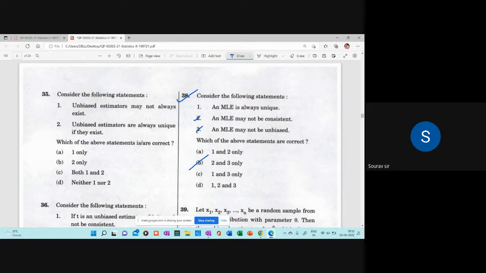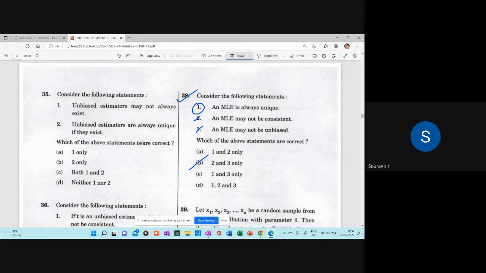MLEs are unbiased, MLEs are consistent, but they are not unique. Okay, MLEs are always consistent. That is going to be true because we are taking the derivative of the log likelihood, so it's a large sample property, you can apply this large sample property and it will hold basically. It is like unbiased, fine, but MLE is not at all unique.